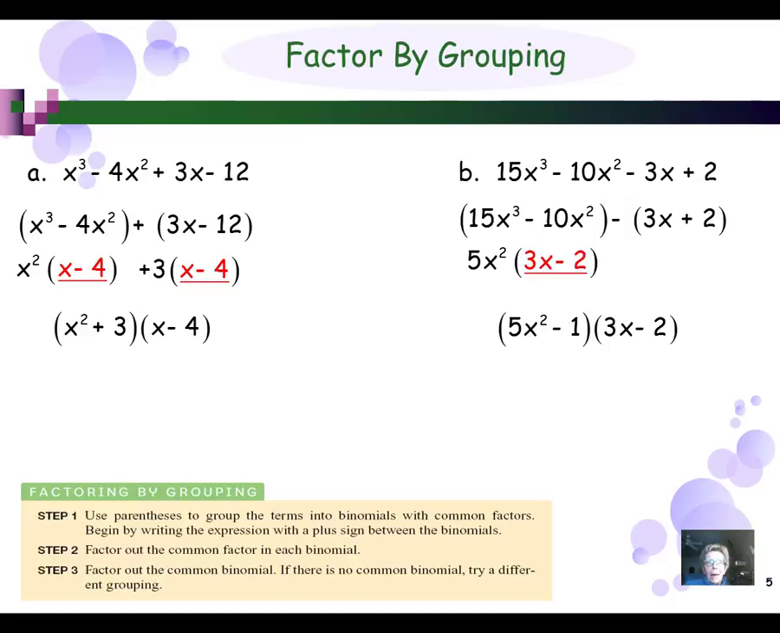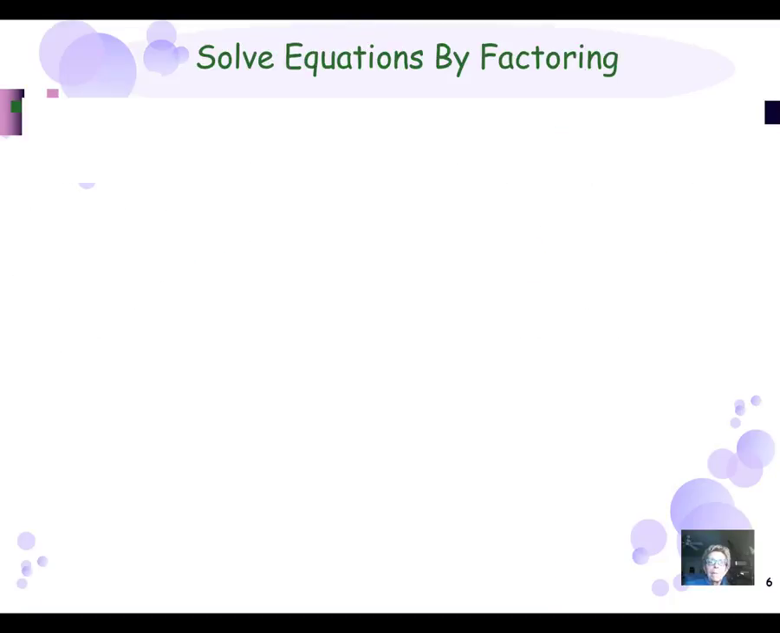And I don't know what happened. My animation is a little off here. When I take the negative 1 out, I get 3x minus 2. In this expression, the 3x minus 2 is now my GCF. I'm going to factor that out, and my end result would be 5x squared minus 1 times 3x minus 2. Prove that to yourself that that would give you the 4-piece polynomial above by remultiplying.